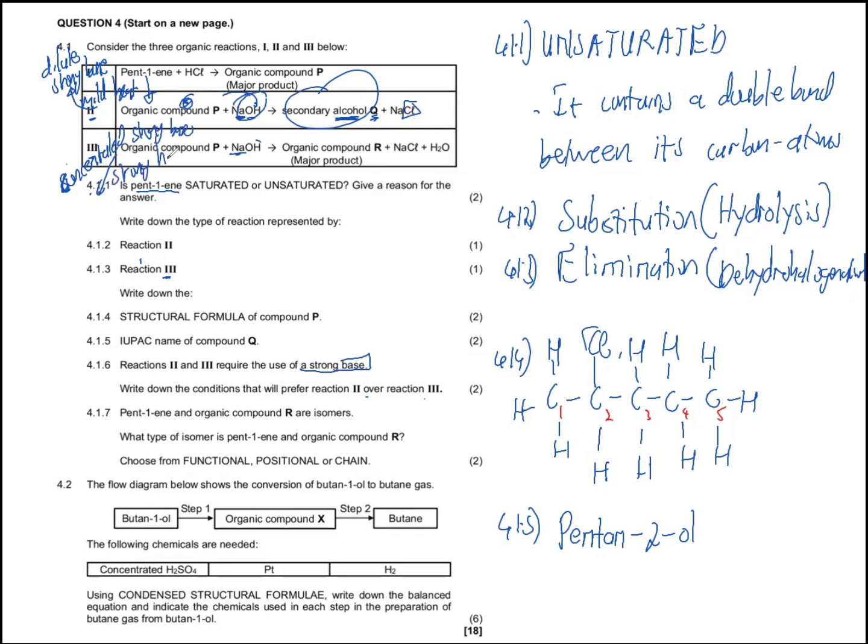I don't know if strong heat is actually a thing. Yeah, but then heat, strong heat, right? Then 4.1.6 will go with what? Dilute strong base, because that's reaction 2, right? Dilute strong base and mild heat. Mild heat. Okay, so those are the reaction conditions that would be needed for the substitution reaction, which is your hydrolysis. Okay, nice.